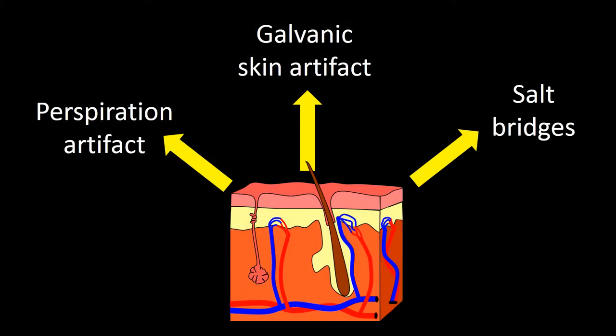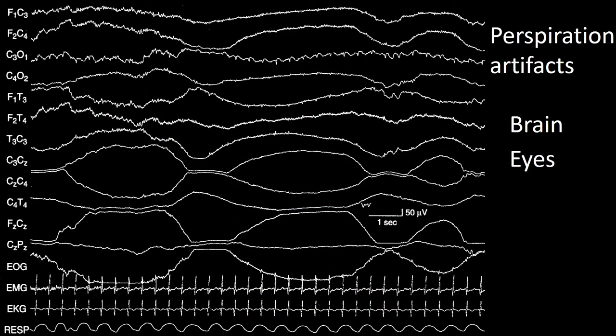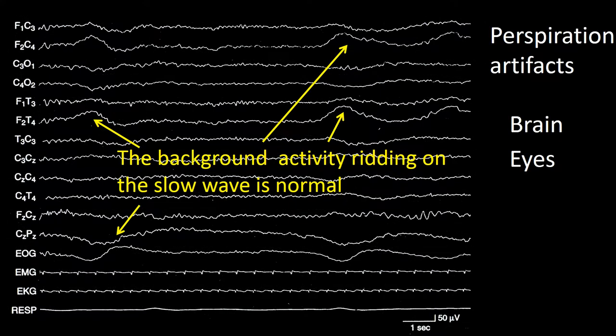Traditionally, three types of skin-related artifacts have been lumped together. They are perspiration, galvanic skin response, and salt bridge artifacts. Perspiration artifacts produce very slow waves that in this epoch can be seen involving the brain and eye electrodes. They result from alteration in the electrode contact and the interaction between the different sweat constituents and sweat gland potentials. At times, normal brain activity can be seen overriding the slow waves.